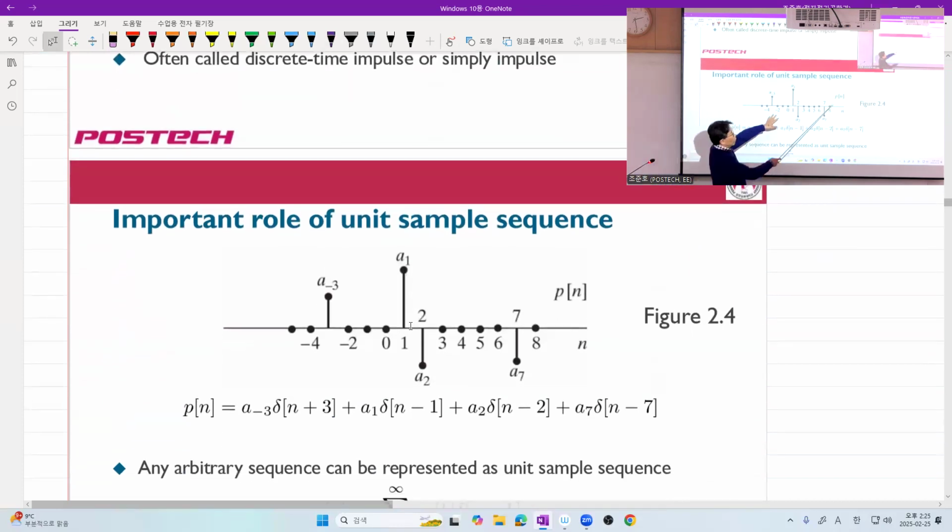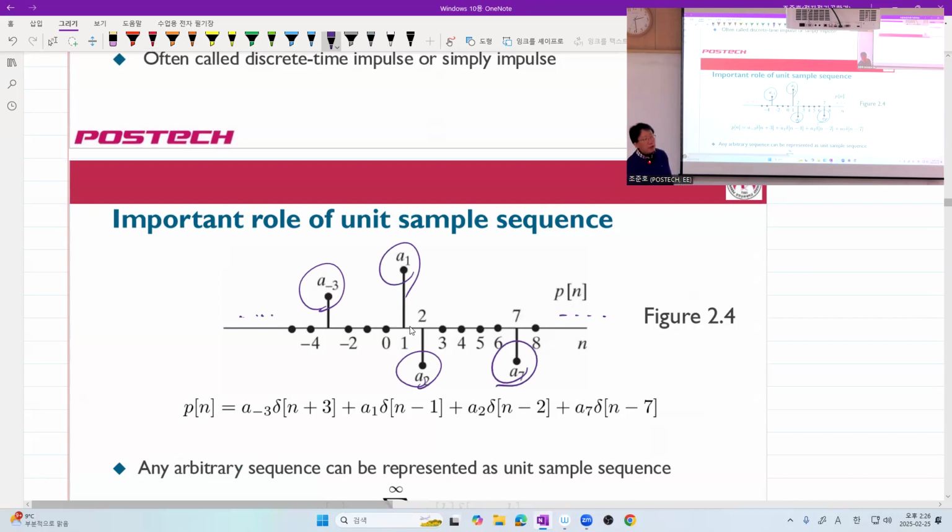Suppose you have P of n whose graph looks like that, and I will ask you to rewrite P of n by using a delayed and weighted sum of delta functions. Assuming all the other values not shown in this figure are 0, you find the non-zero values of the function and apply that idea of the delayed discrete-time delta, or unit sample.